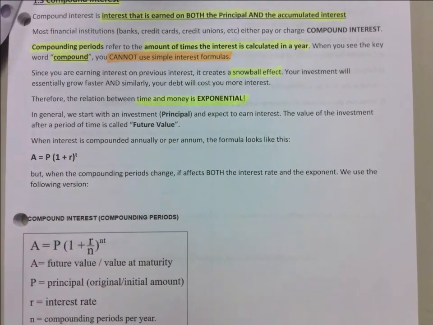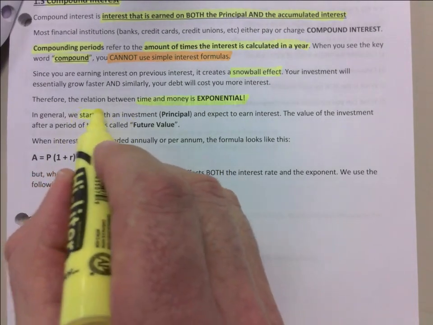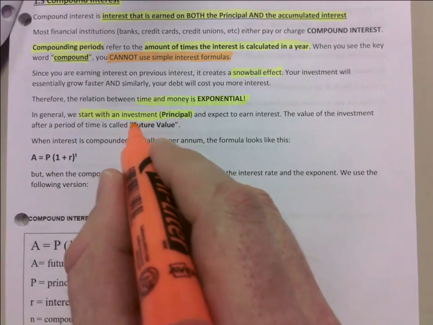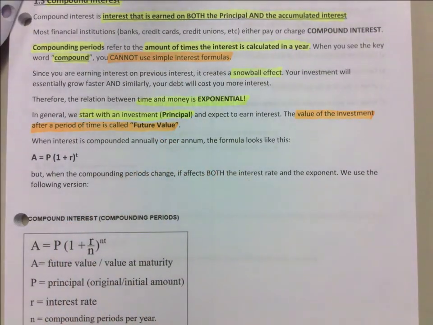It's going to have the exact same properties that we talked about when we covered exponential functions. In general, we start with an investment called the principal and expect to earn interest. The value of that investment after a period is the future value. Sometimes students are confused because they say, but I already know what it is, why is it the future value? Just think about it. That's what we're aiming for, what we want to have in the future.